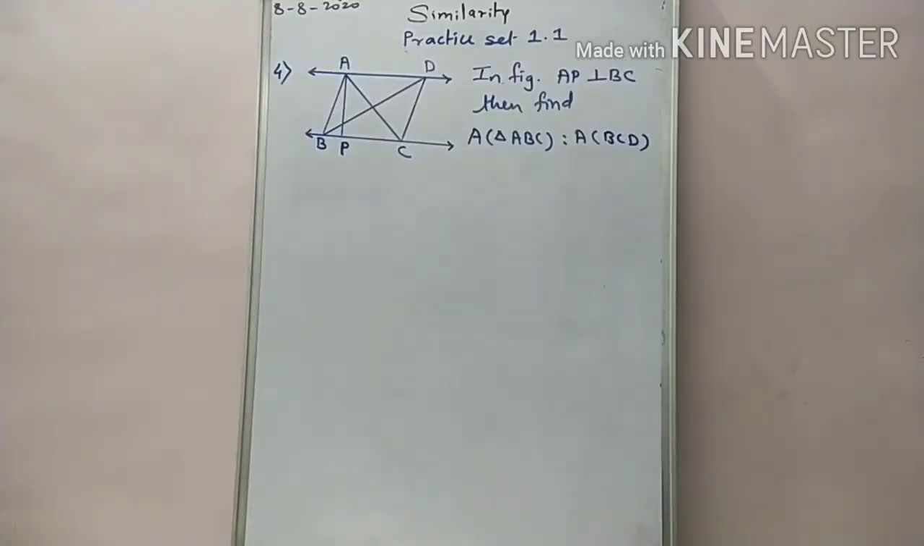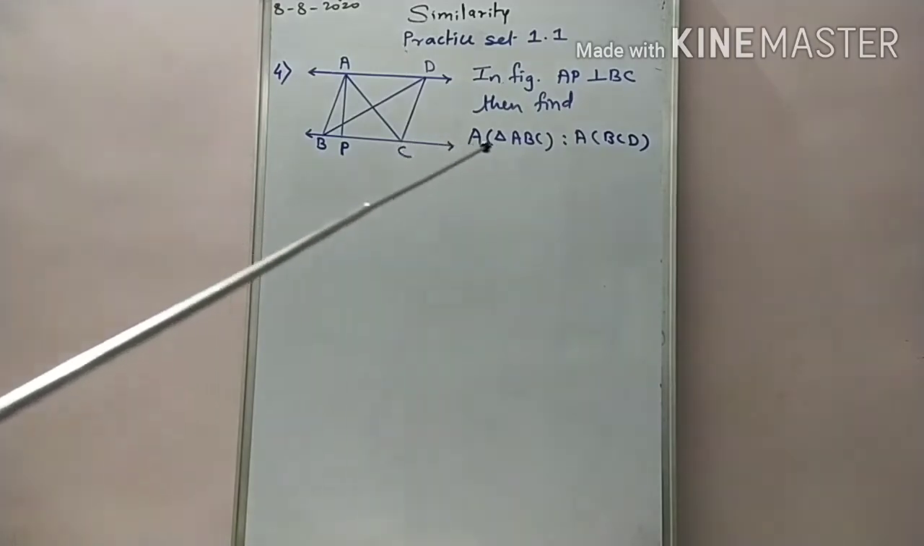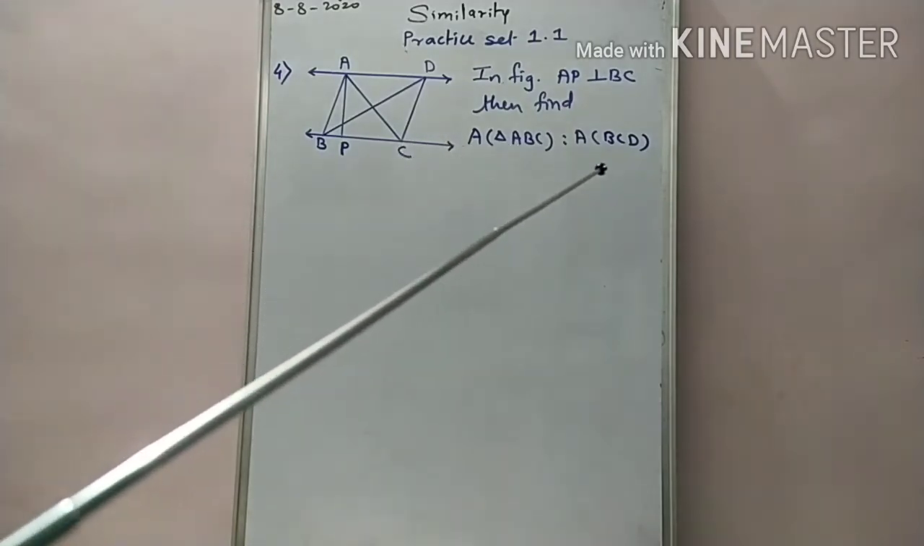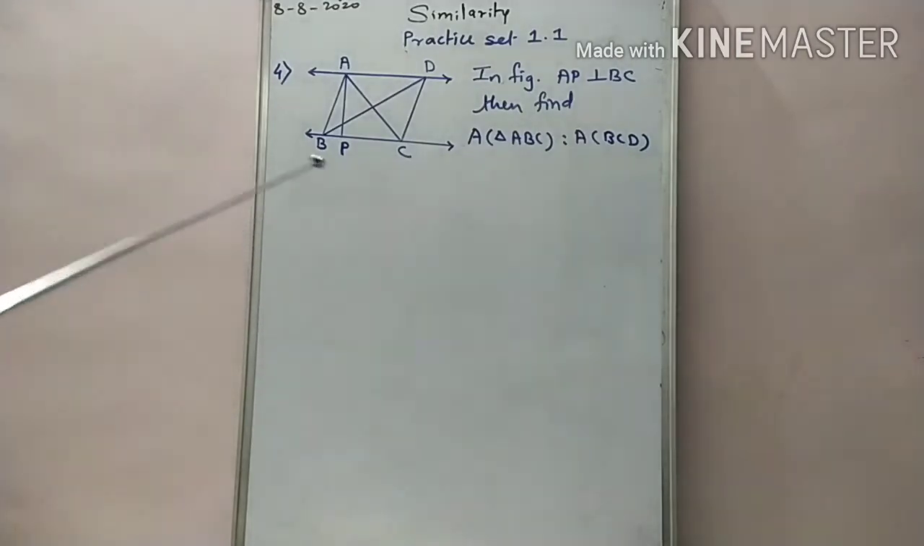Okay students, now here we try the fourth one. We have given in the adjoint figure AP is perpendicular to BC. Then we have to find the ratio of the area of triangle ABC and the area of triangle BCD.